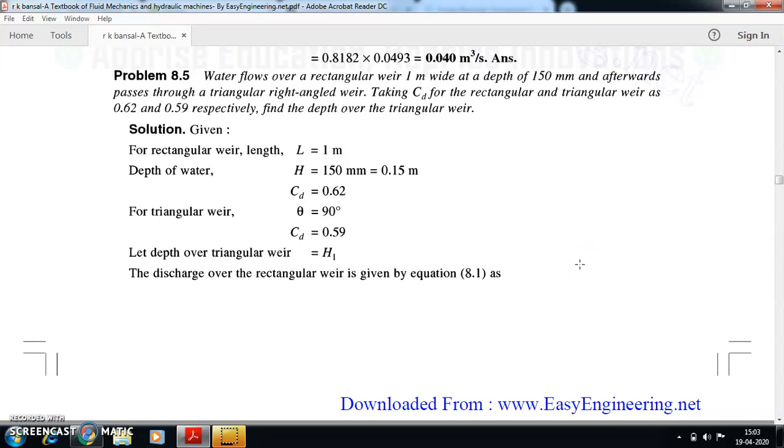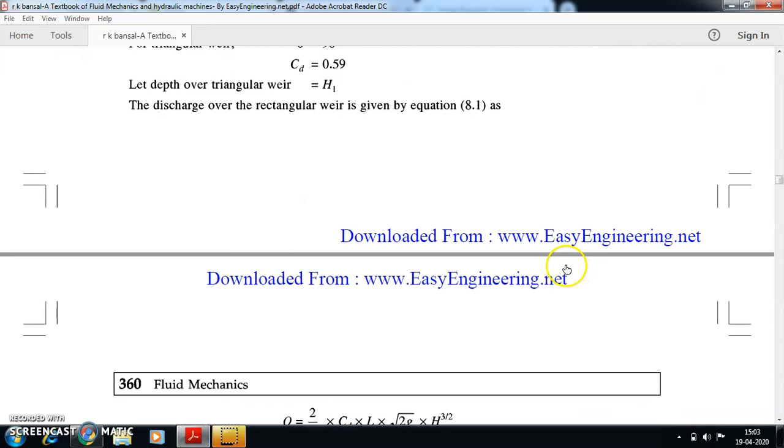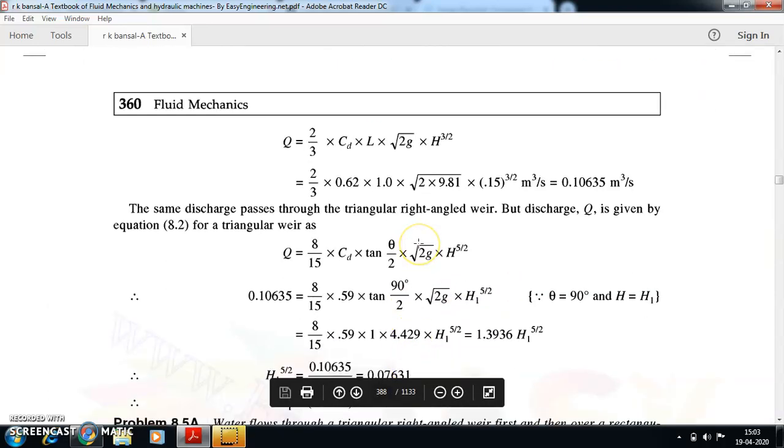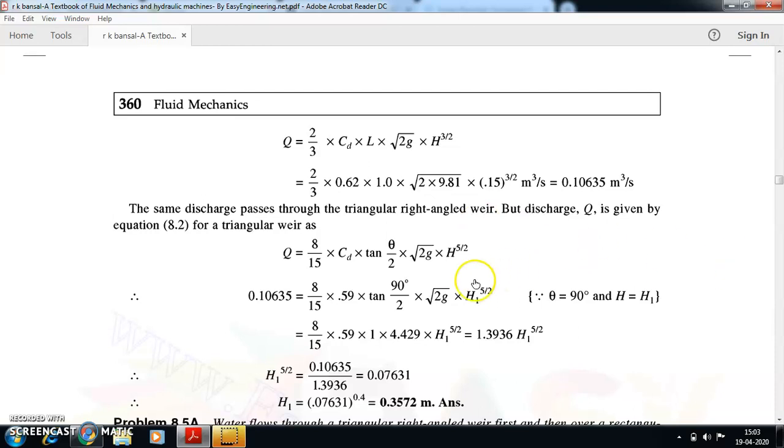Now the water first flows through the rectangular weir, then it moves to the triangular weir. And in this particular flow, your Q will not change. What amount of liquid was flowing in the rectangular weir, the same amount of liquid will flow over the triangular weir. So using this concept that there is no loss of liquid flow from the rectangle to the triangular weir, I can take the Q equation for the triangular weir.